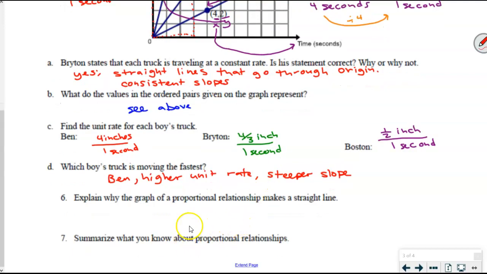Okay, explain why the graph of a proportional relationship makes a straight line. I think I've mentioned that enough times throughout all of here. Why do we have a straight line? Because that slope is constant. That's those equivalent ratios. That slope is constant.